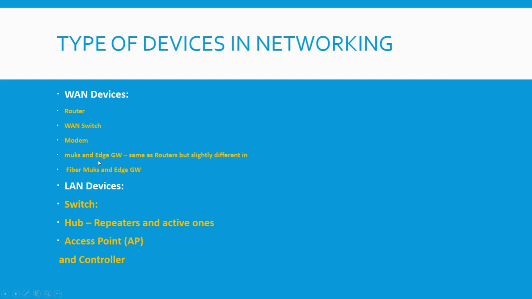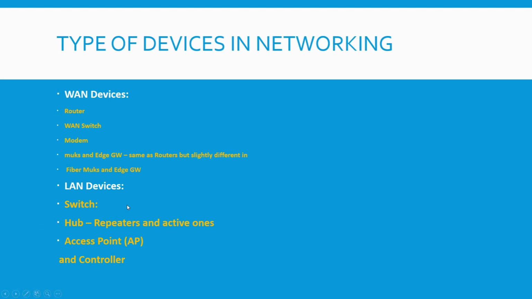Then we have MUX. An edge gateway works the same, but is a little different from a router. They are mainly the connectivity from your ISP to your router, so they work somewhere in between. They're not really a router, but they work as a router, slightly different. Then we have fiber. If you have fiber, it's a fiber MUX; if it's an edge gateway, it's a fiber edge gateway. It depends on whether you're using an Ethernet copper cable, in which case it would be a copper MUX and copper edge gateway, and if you have fiber, it will be a fiber MUX and fiber edge gateway.